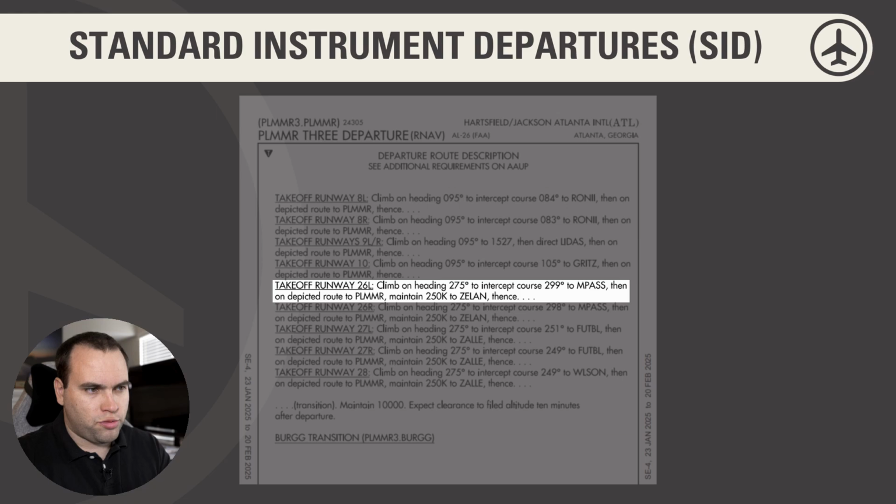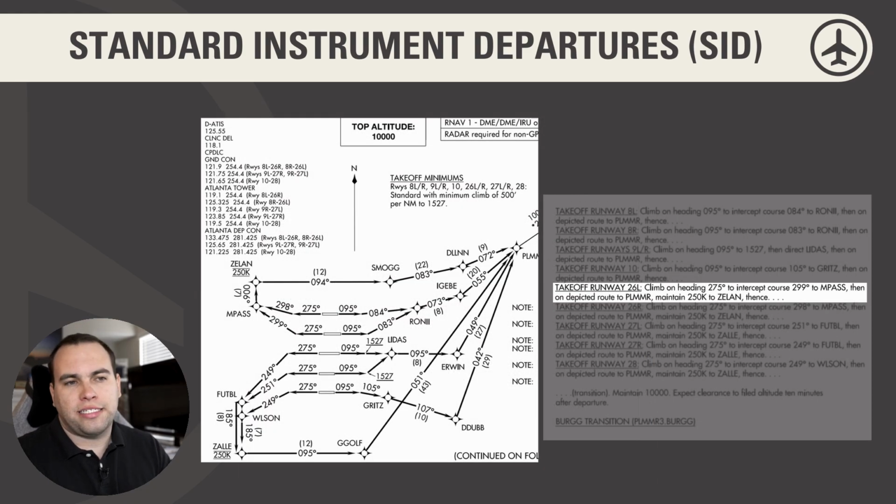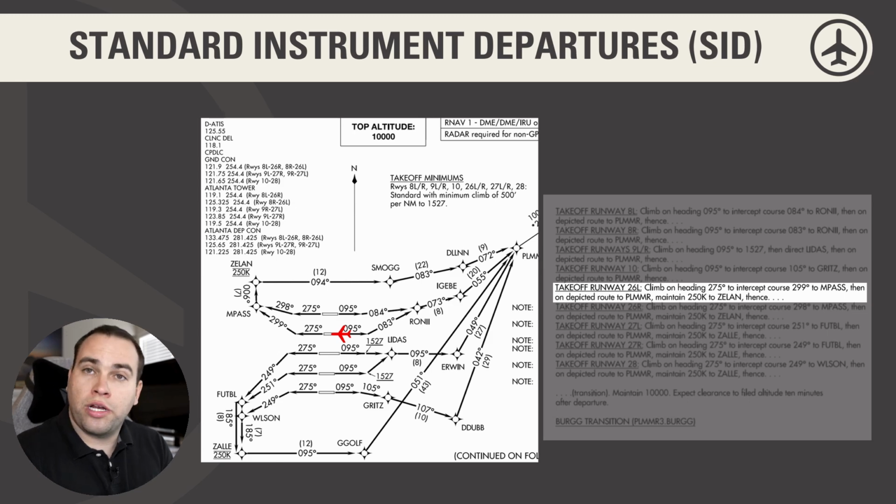Then we continue on at the bottom down there. It says to maintain 10,000, expect file clearance. We're not going to go that far. We're just going to talk about the actual part around here. So again, let's fly it. Got our little plane going up on 26 left.